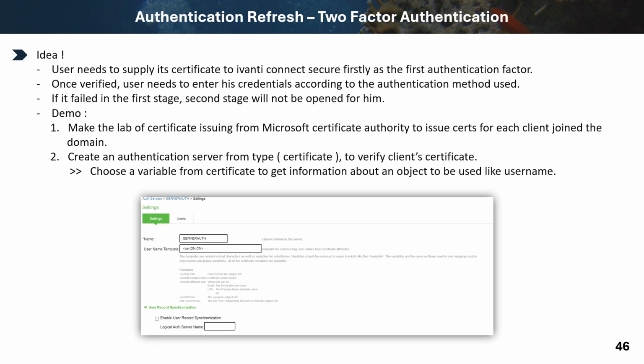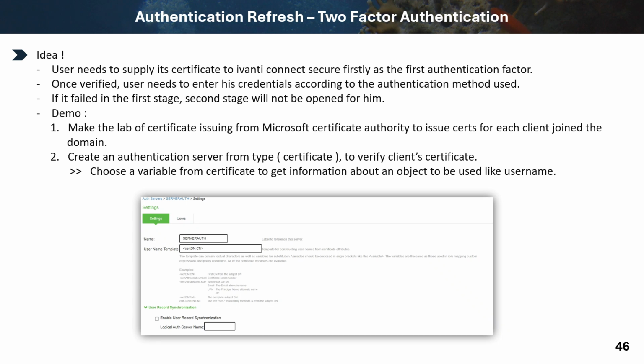And the other certificate is the Microsoft Certificate Authority root certificate itself that will be uploaded to Ivanti Connect Secure. This is used to make Ivanti Connect Secure verify the client certificate successfully, because the root certificate of Microsoft Certificate Authority is the one that's used to verify that this client certificate is already signed by this Microsoft Certificate Authority. And as we said, once this certificate is verified, the user will enter his credentials according to the authentication method used, whether we are using LDAP to verify these credentials, or maybe the local DB, which we are going to use during this demo.